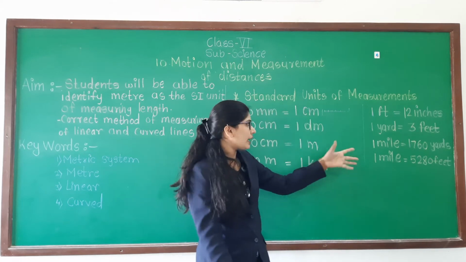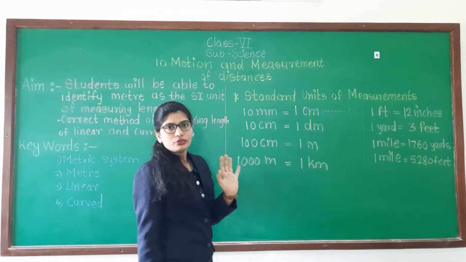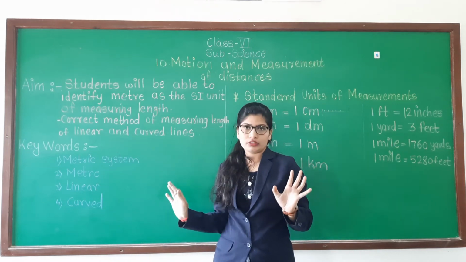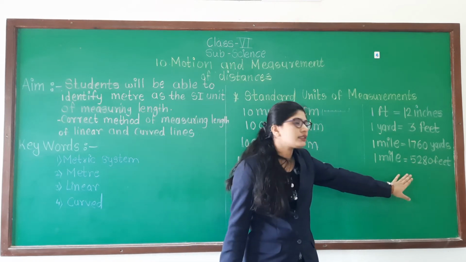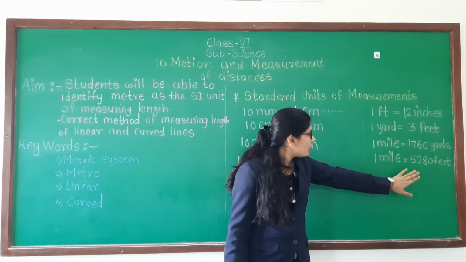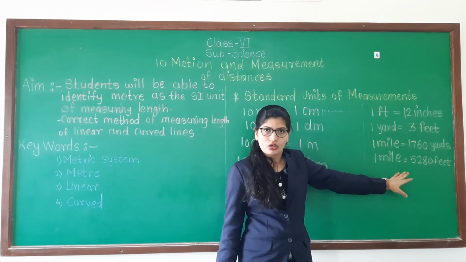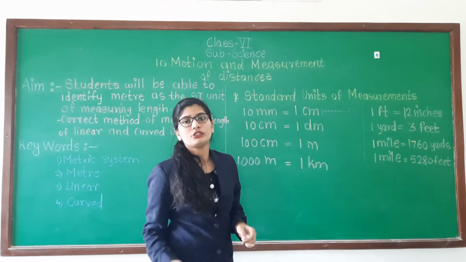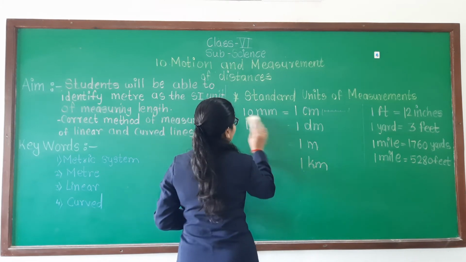So this also you can use for conversion. Understood? Better write it down and learn that. Now what you have to write? First the aim and keywords, and then this metric system, and these values also you can use for measuring length and all. Now we will see the methods of measuring the linear line and the curved line.